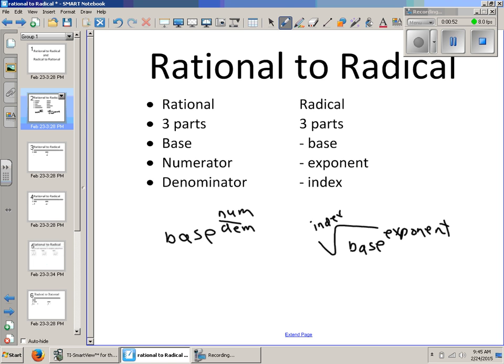Okay, so the base obviously is going to stay as the base. The numerator becomes the exponent, and the denominator becomes the index. So let's remember this, and let's do a couple problems.